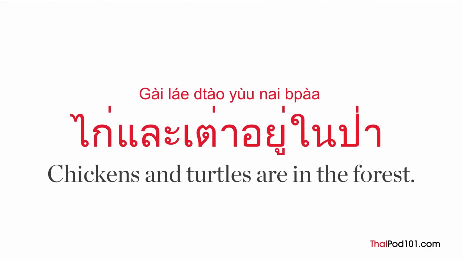Here's another example, so you can get a clearer picture of this tone. ไก่และเต่าอยู่ในป่า. Chickens and turtles are in the forest. Now, in this sentence, the word และ is spoken in a high tone and ใน has a middle tone. The rest of the words in the sentence are spoken in a low tone.